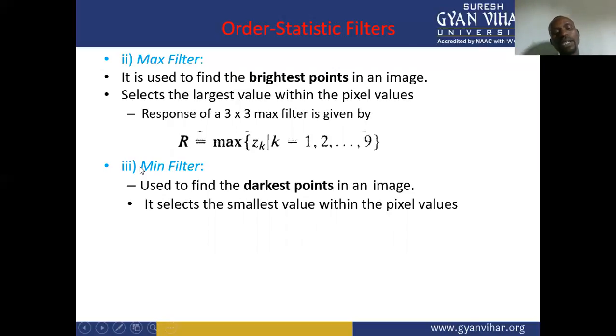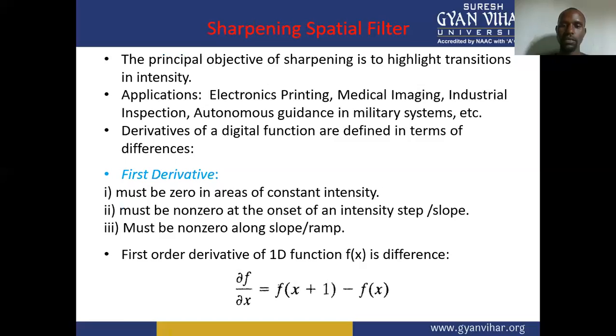Similarly, for the minimum filter, we take the darkest points, and in that case, we are able to show the minimum points. The formula is R equals min of Z of K, K from 1 to 9. In this case, we can apply the first derivative. For the first derivative, we use the value 0, non-zero for slope, non-zero again for ramp. This is the equation in the x-axis.